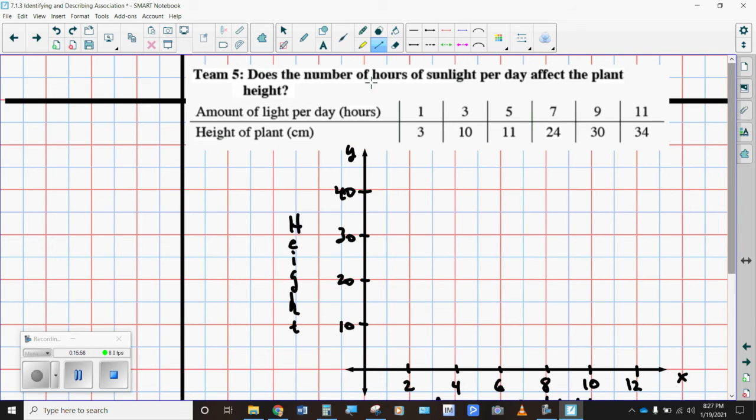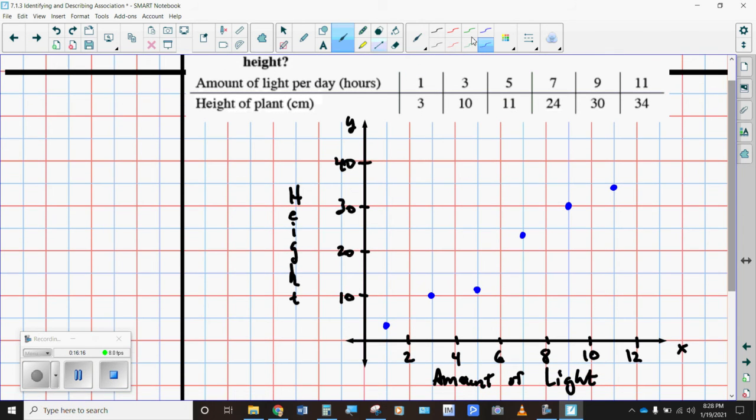And then the last one, does the number of hours of sunlight per day affect the plant height? I thought, yes, it actually would, that the more sunlight it gets, the higher the plant would grow. Let's take a look at the data, put in the scatter plot, and see if we see a correlation. Alrighty, there we are. Definitely a strong correlation there.